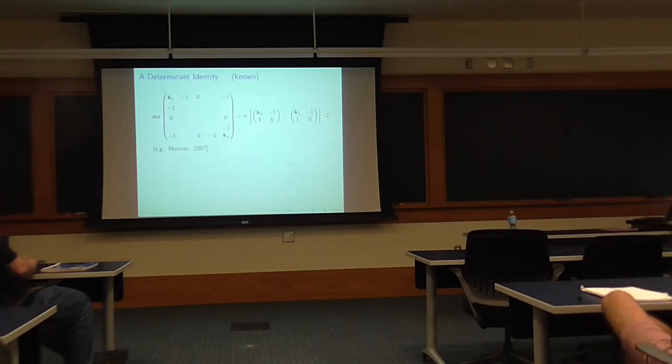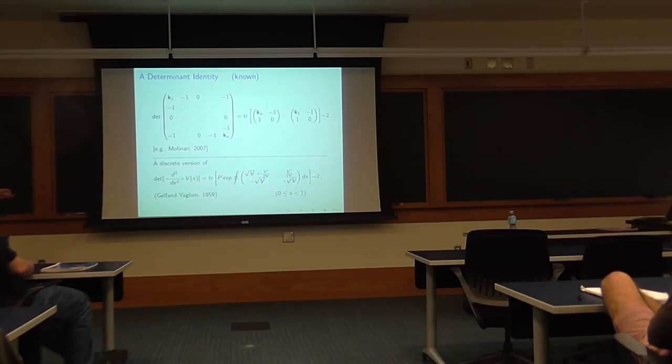Now, this identity is not new. We have seen it in this paper by Molinari, but later on we found out that it appears in some linear algebra textbooks from the 80s, probably known earlier. Let me also mention that this is a discrete version of what's known as the Gelfand-Yaglom identity. This is just a side note, but connected to quantum mechanics.